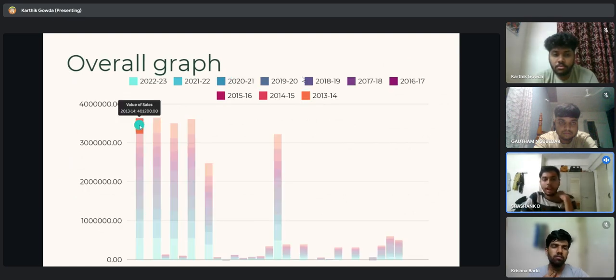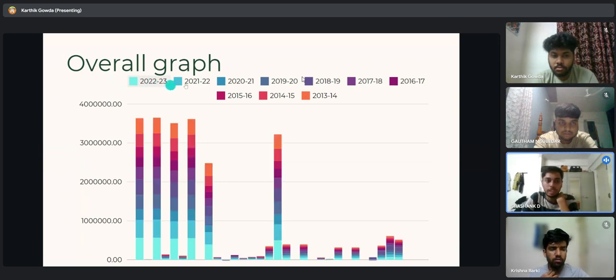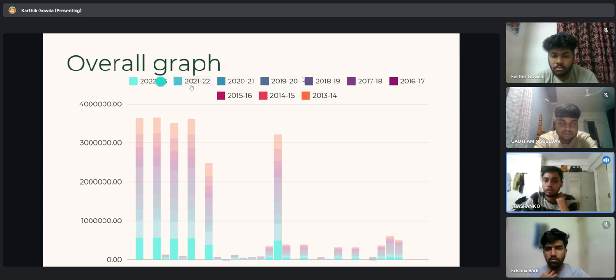So the overall graph, as we have already discussed, we are using Power BI technology to analyze all this. As we can see, the light blue color indicates the year 2022 to 2023. Like that, we have taken a different color for every year of analysis. We can see it in the above.